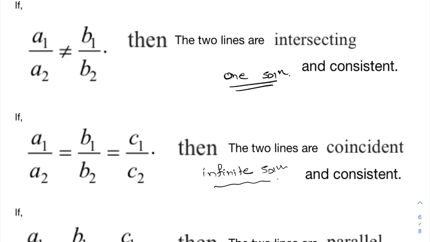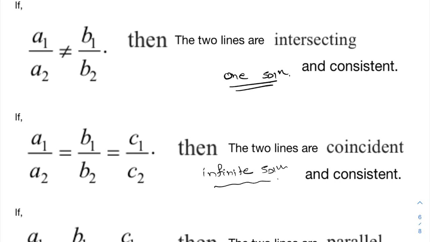Here it can be understood that, again I am telling, when the ratios a1 upon a2, b1 upon b2 and c1 upon c2 all are equal to each other, then the given pair of linear equations will have infinite solutions, and the two lines will be coincident, that is, they will meet at a point.